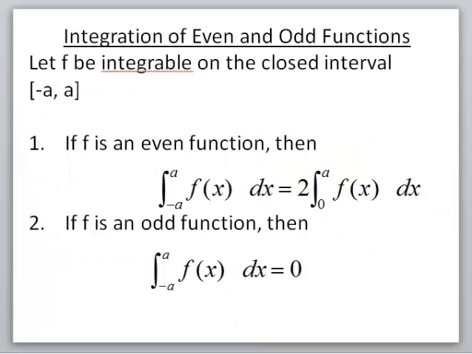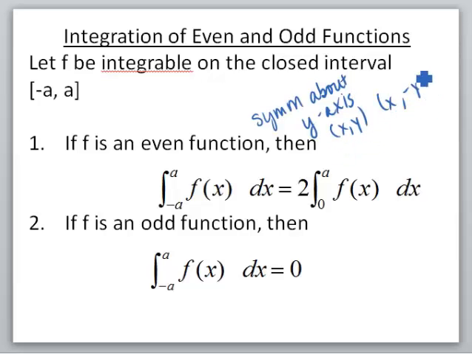The next part we want to talk about is integration of even and odd functions. So if we know that something's an even function, what we know is that it's symmetric about the y-axis. What that means is that the coordinates x, y and the coordinates x comma negative y are both on the graph.